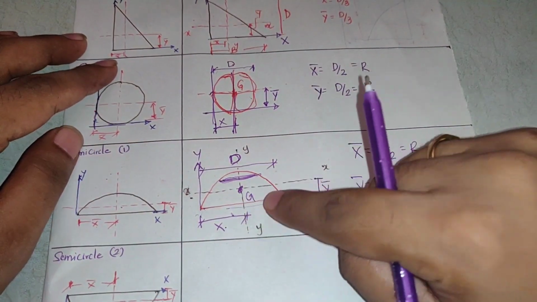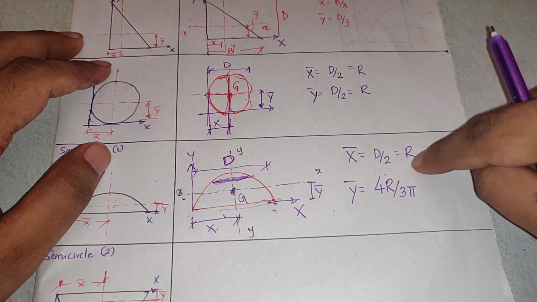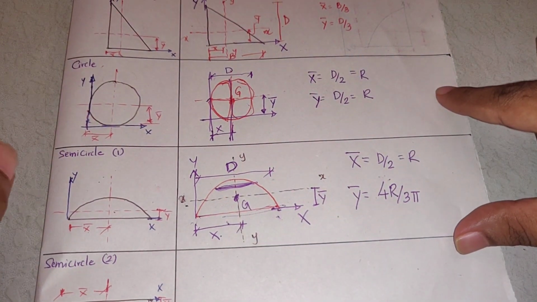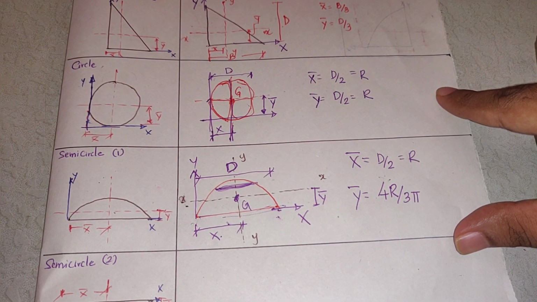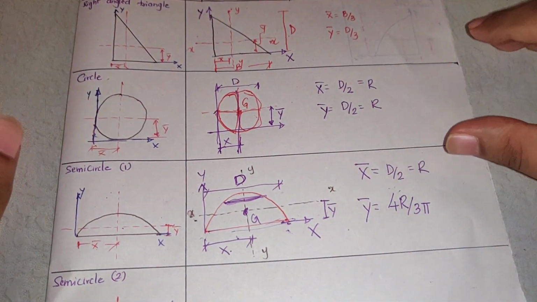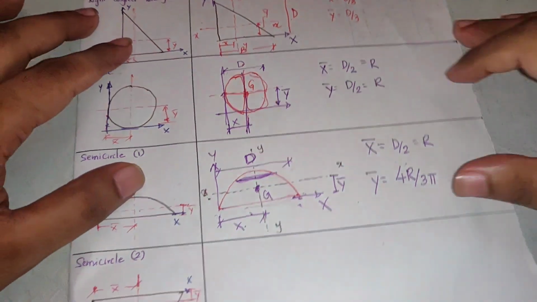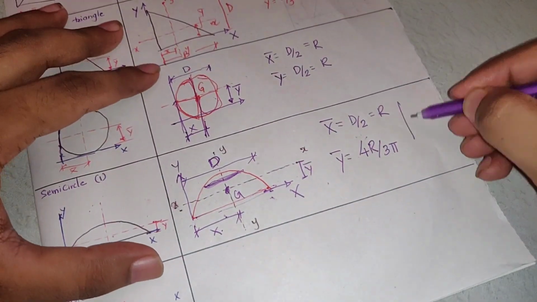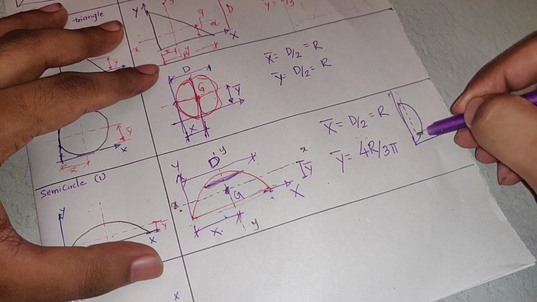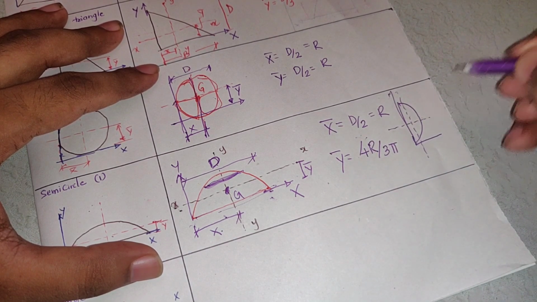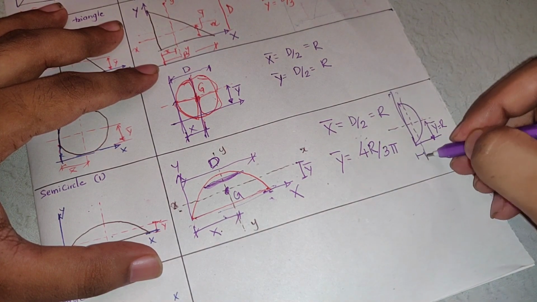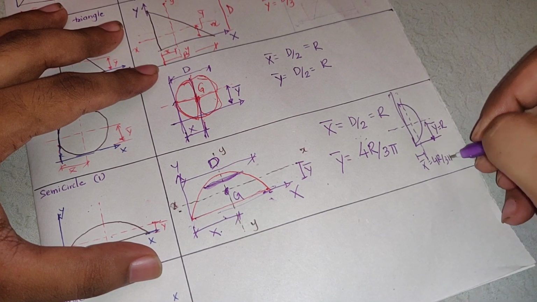So when the semicircle is placed in this pattern, x bar is d by 2 or r, and y bar is 4r by 3 pi. Again I will repeat, the orientation and the reference axis matter a lot, because of which your values of x bar and y bar will change. When we derived the semicircle, we had considered it like this, with this reference axis. It was unsymmetrical about the y axis there, but symmetric about the x axis. So at that time the value of y bar was r, whereas the value of x bar was 4r by 3 pi.